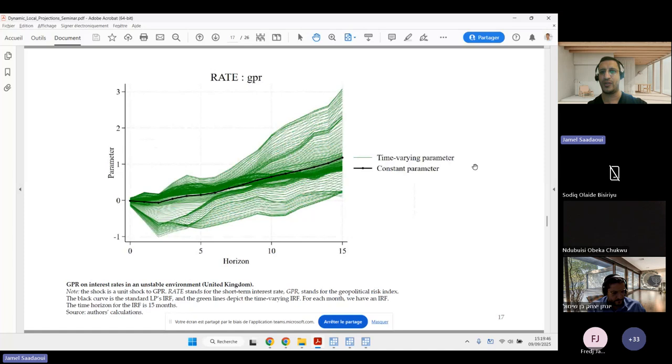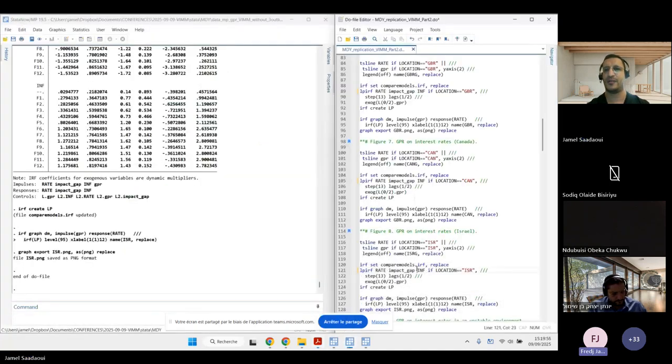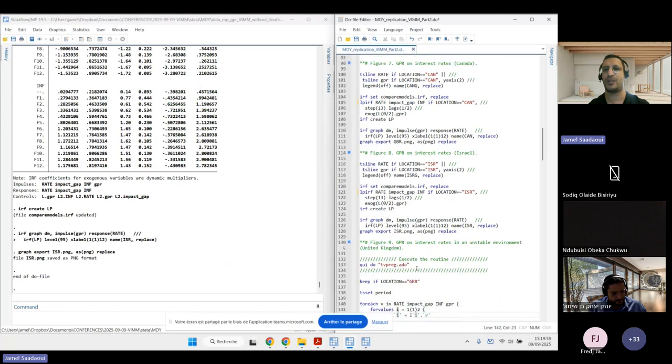Now we are going to use the time varying local projection to see whether we have some instability in the parameter. Okay, so how to do that? You need to install the package, which is called TVPREG. So you may install the package.